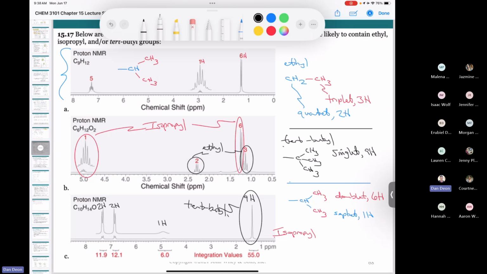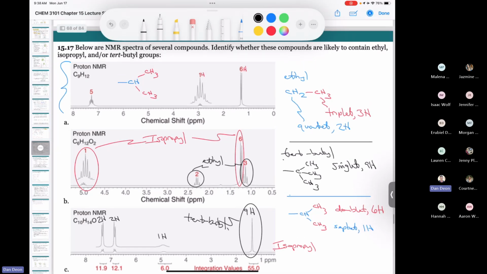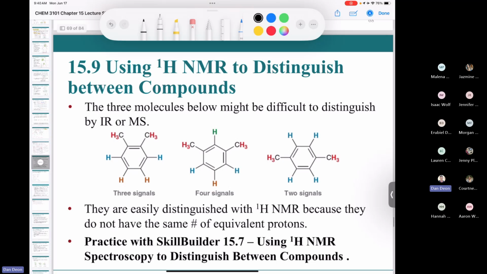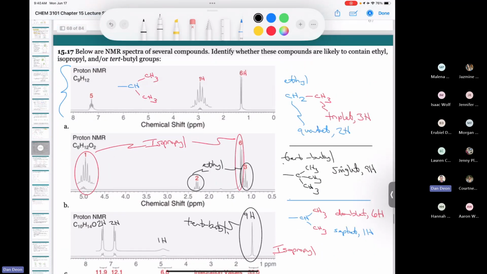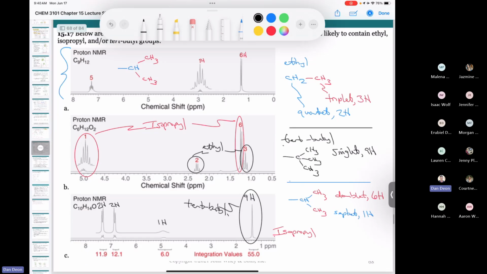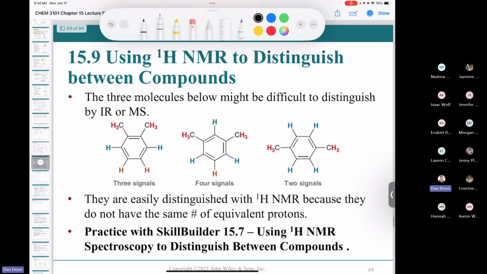Exactly. There you go. So I don't like to use the word easy in an organic chemistry class. It doesn't really belong here, but I'd say these are the most recognizable of all the alkyl groups, okay? The ethyl, the tert-butyl, and the isopropyl. Okay, so section 15.8, we're going to skip that about drawing NMR spectra, and we're going to go right to section 15.9, which says using proton NMR to distinguish between compounds.